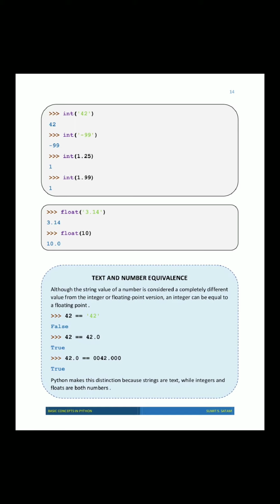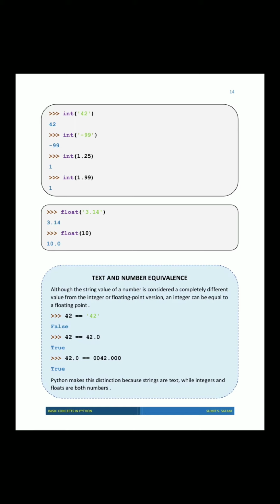Next we come to the float function. If we pass the string 3.14 to the float function, it is going to return the answer as a proper floating point number, that is 3.14. And using the float function for 10, it will be 10.0.